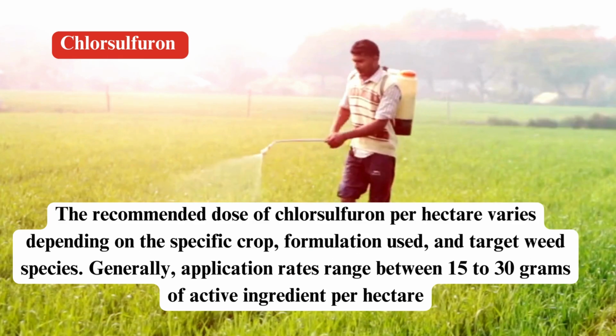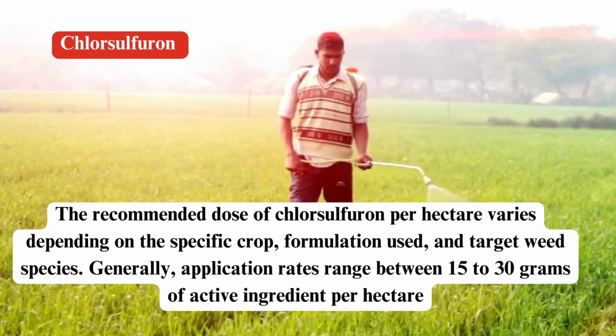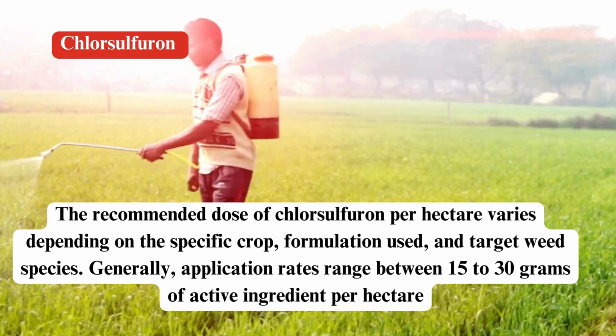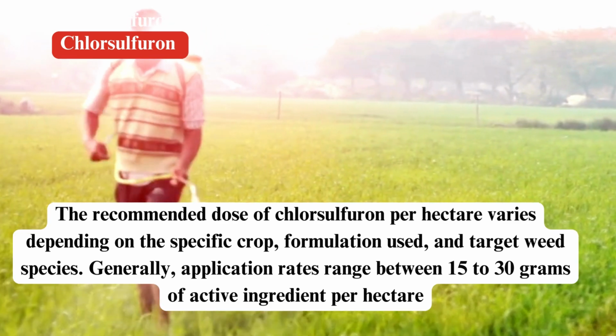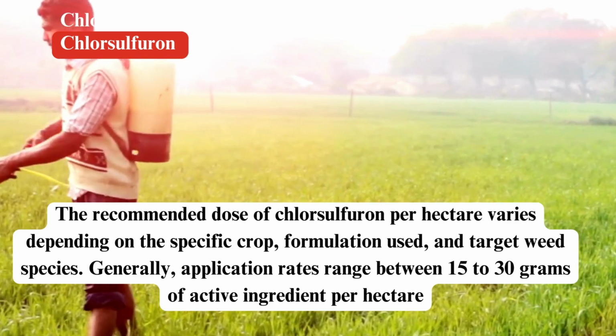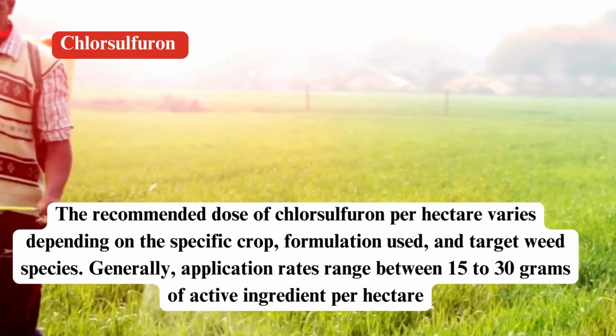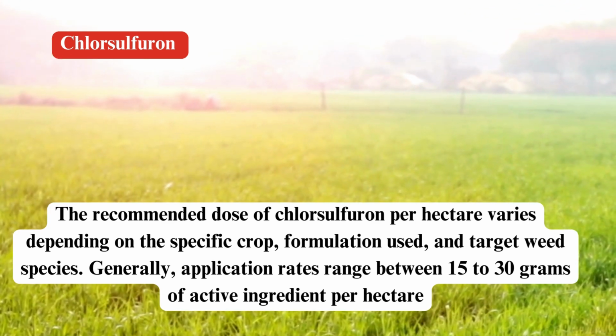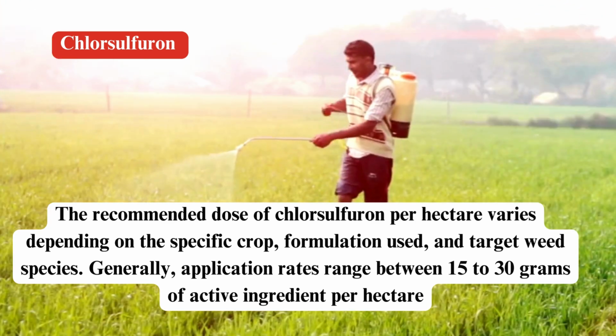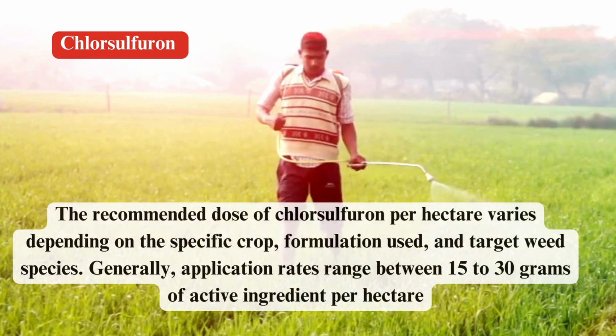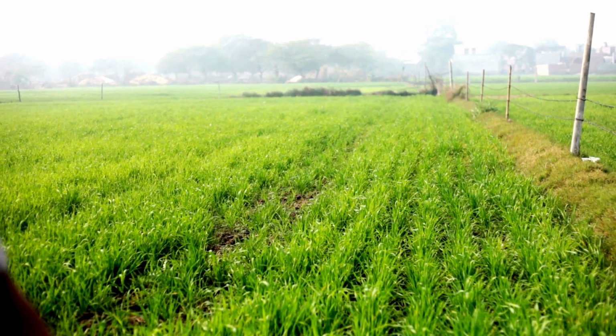Normal dose per hectare. The recommended dose of chlorsulfuron per hectare varies depending on the specific crop, formulation used, and target weed species. Generally, application rates range between 15 to 30 grams of active ingredient per hectare.